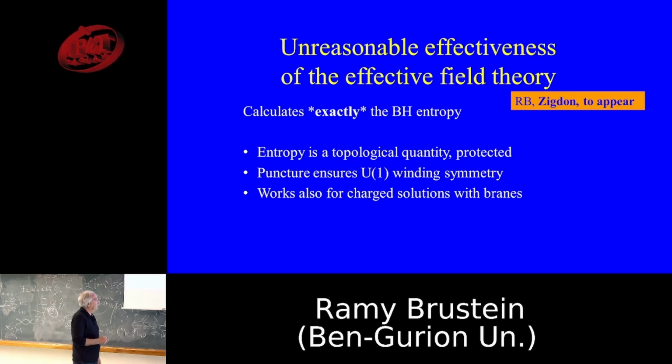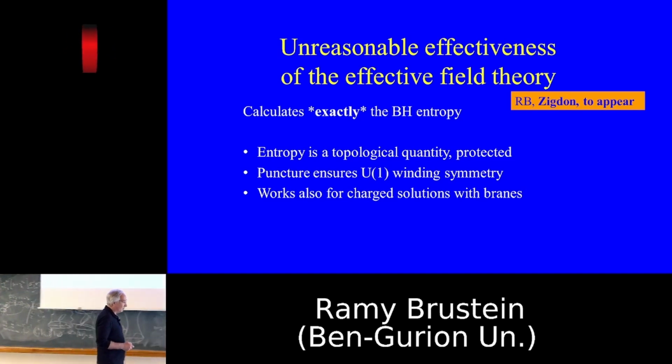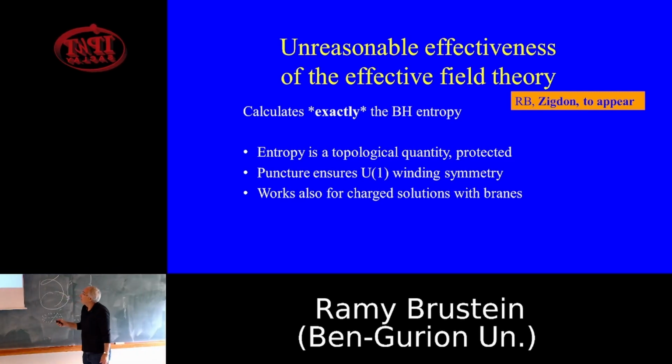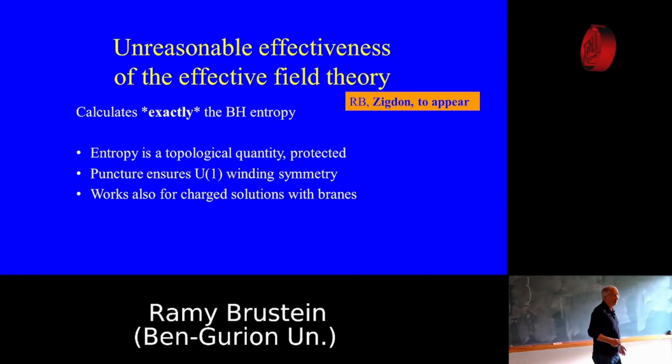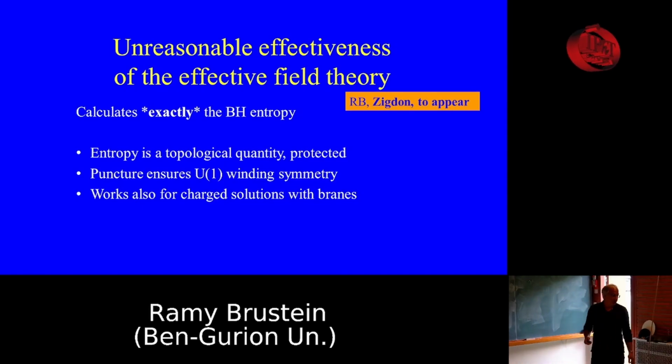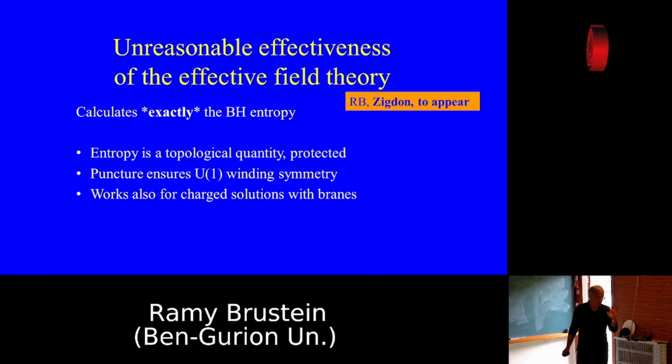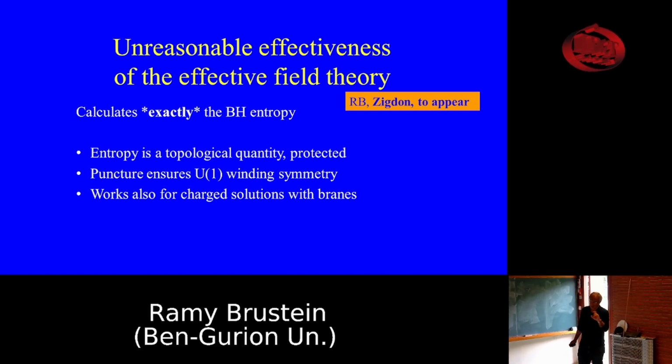And what we find, it's not yet completed, but should be completed soon, is that the entropy is a topological quantity, a Noether charge, and so is protected, that the puncture is required for ensuring the U(1) winding, which string theory has in any dimension, compactified on the thermal circle, and the EFT should respect that.